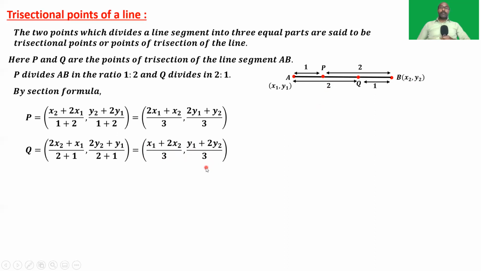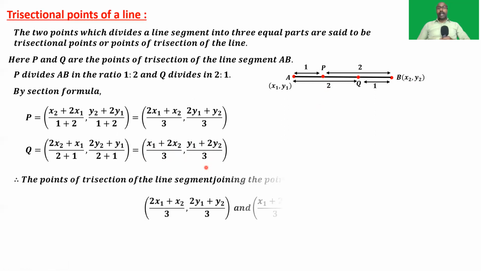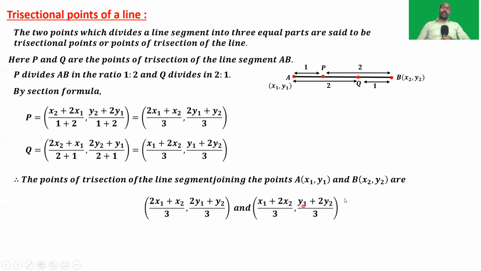So the points of trisection of the line segment joining A (x1, y1) and B (x2, y2) are 2x1 plus x2 by 3, comma 2y1 plus y2 by 3 and x1 plus 2x2 by 3, comma y1 plus 2y2 by 3. These are the trisectional points of AB. So now let us start exercise 7.2, which is based on this section formula, midpoint formula, and trisectional points formula. So exercise 7.2.